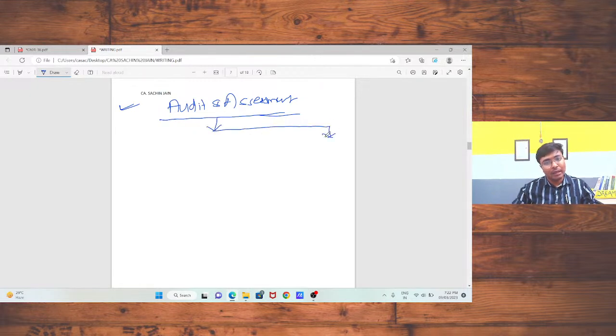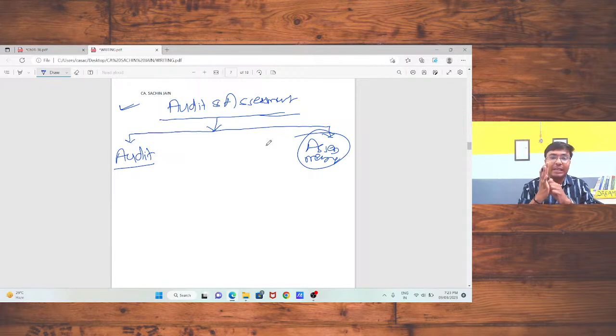Okay, sir. Now I am going to start a very important topic: audit and assessment. Sir, can you please describe the difference between audit and assessment? What is the difference between audit and assessment? Can you please explain, or think about that?